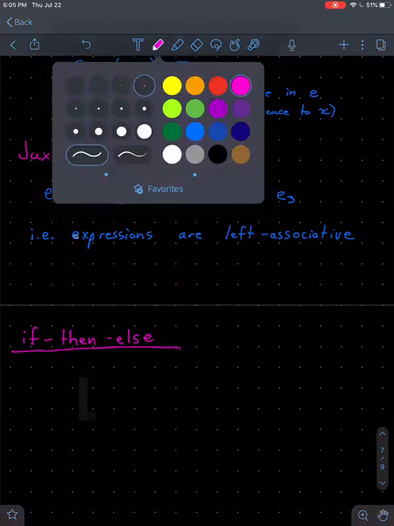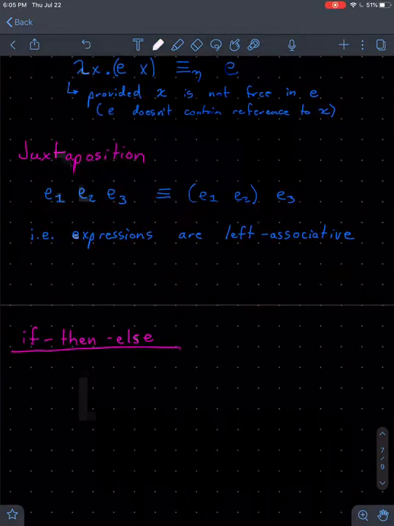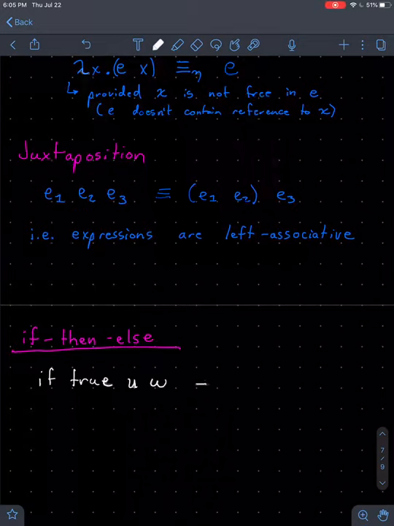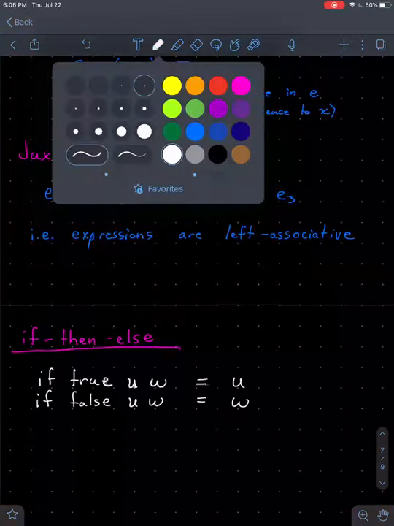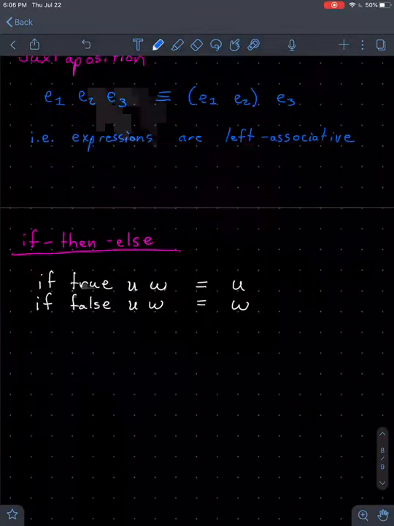And in case you don't remember, this is the function kind of defined piecewise. It's defined like this. We have if true, and then in the notes they use u and w. We get u, and then if false, u w, we get w. You guys are probably getting used to this question by now, but how do we define this in the Lambda calculus?